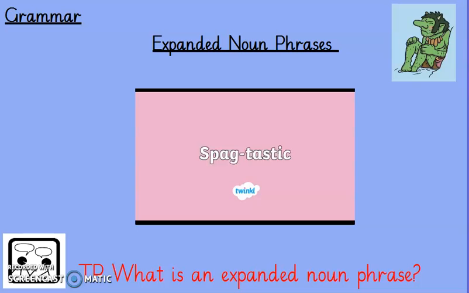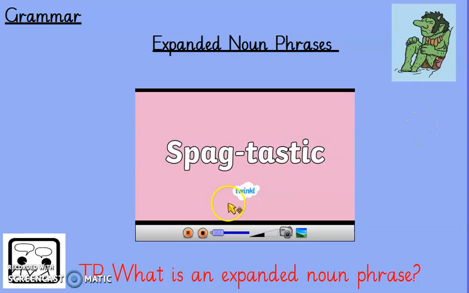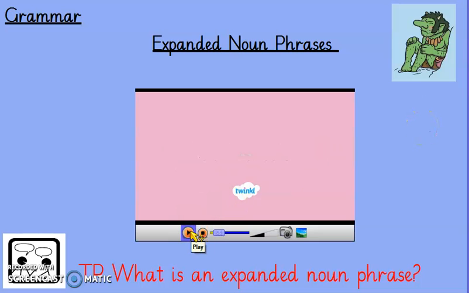Okay. So moving on to expanded noun phrases. We did some work on these in the autumn term. An expanded noun phrase is usually describing a noun in much more detail. So you're using adjectives, which are describing words, okay? You might have two or more adjectives to describe a noun.